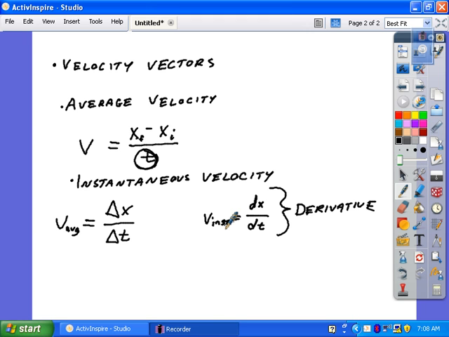If you have already gone through calculus, pre-calc, anything like that, and you already know about derivatives, you can skip the next video lecture. The next video lecture is just going to involve what derivatives are and how to do some basic ones of them. But either way, this is the instantaneous velocity.